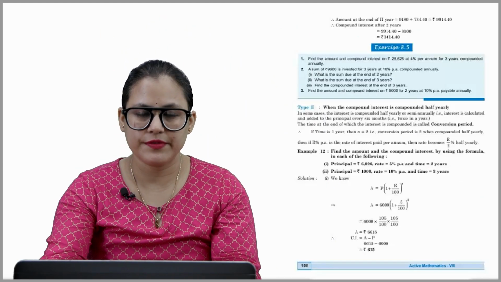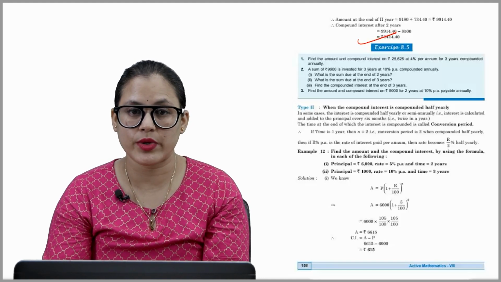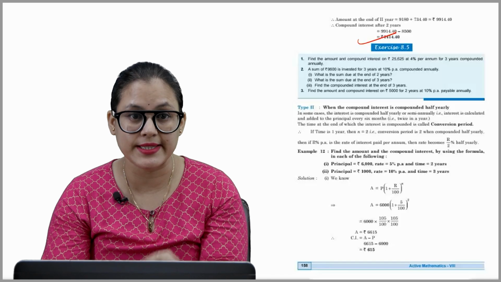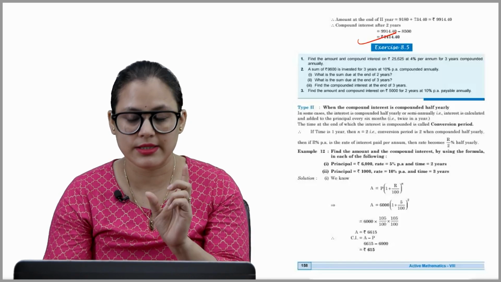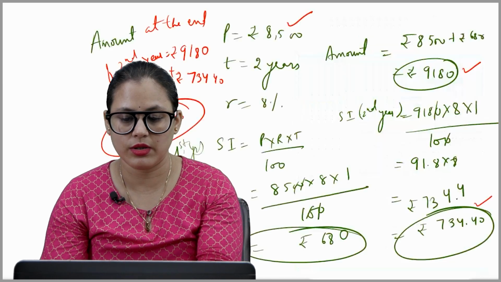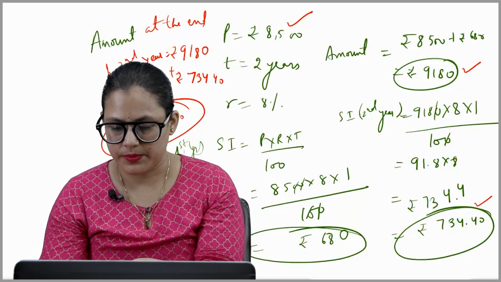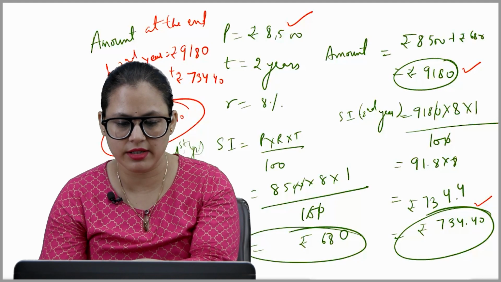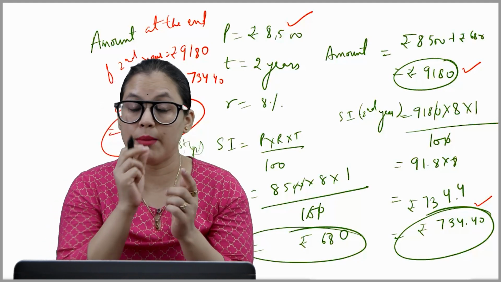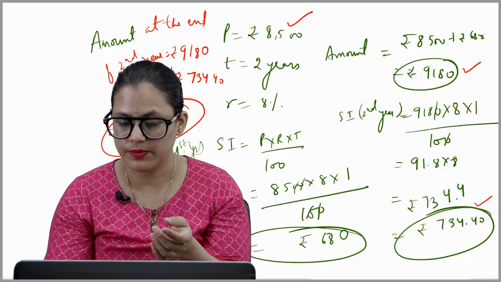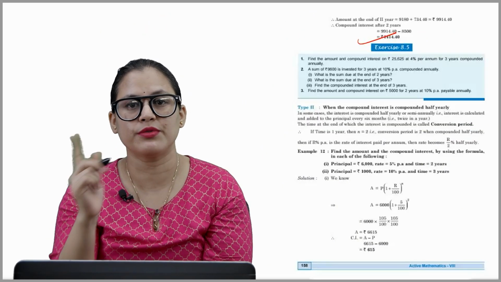Exercise 8.5, first question: find the amount in compound interest on rupees 25,625 at 4% per annum for 3 years compounded annually. Okay student, this question is the same as we did in this question, but the difference is 3 years are given. Okay, so similarly you will find the amount first for first year, then amount of first year will become principal for second year, then the amount for second year will become the principal for third year.